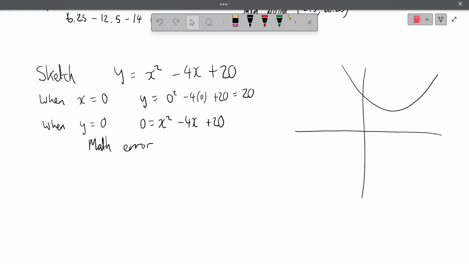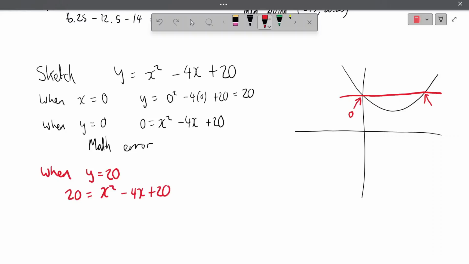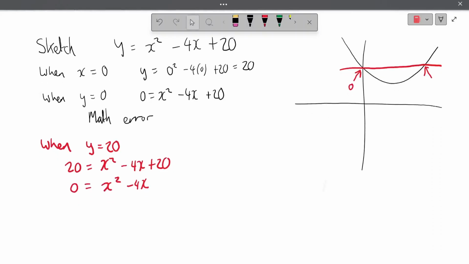Well, what we can do is put a line across virtually and say this point is at 0 and this point is something else. Now, this is when y equals 20. So you then go 20 equals x squared minus 4x plus 20. And I'm going to take away the 20 from both sides to get to 0 equals x squared minus 4x.